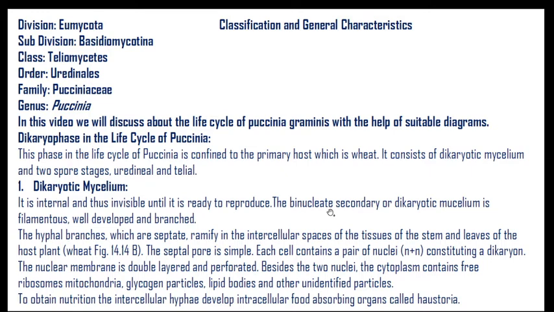This means this mycelium is present inside the cells of a leaf. That leaf is naturally of a wheat plant, and when that mycelium develops into reproductive bodies such as spore bodies, at that time they are visible. The binucleate secondary or dikaryotic mycelium is filamentous, well developed and branched.